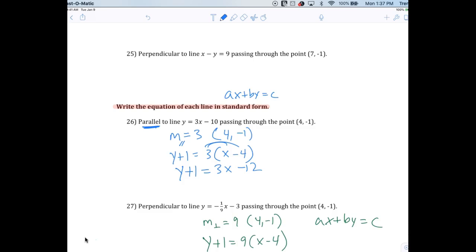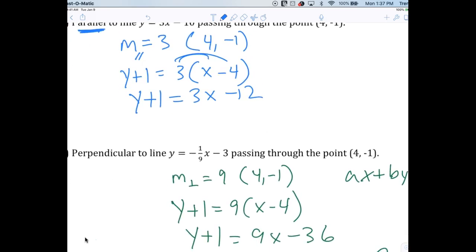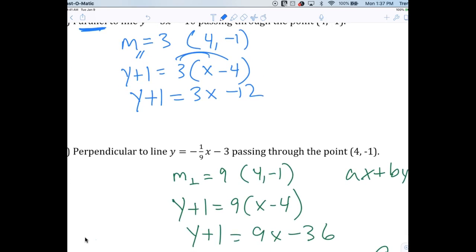Now I want the x and y on the same side. Do you agree? So what would you like me to do? Yes, minus 3x. So negative 3x plus y. Do you agree with that? Now what do I have to do with that 1? Minus 1 equals what? Remember, we minus 1. Good job.